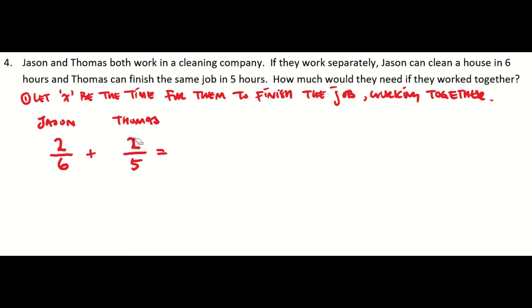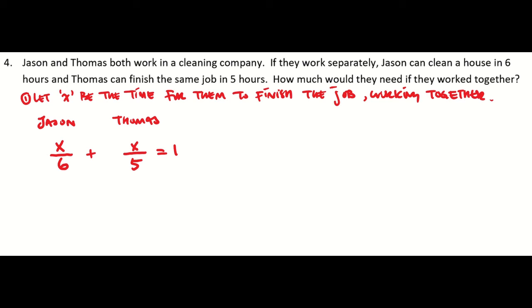The whole goal of this question is to find out how much time they need to work together in order to finish the job. When everything's finished, this is going to be 100%, and 100% is the same thing as putting a 1 over there. The amount of time they work together would be x over 6, that's Jason's amount of work done in x amount of time, and x out of 5, which is the percentage that Thomas gets done if he works x hours.